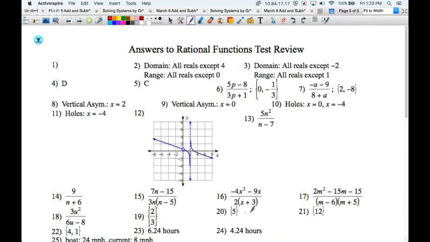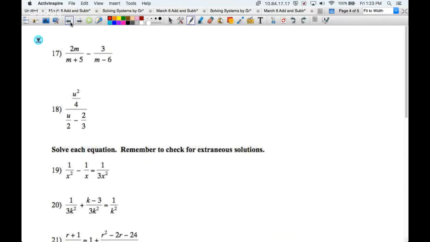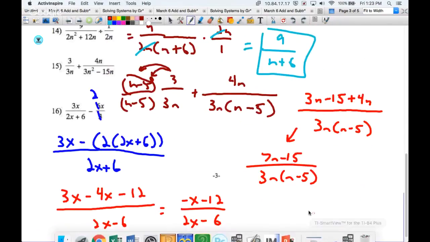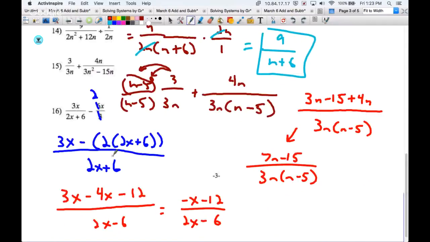Number 16. Number 16 is this. What have I done here? Oh, this was still a 2x here. Oh, and that throws everything off. Oh, okay, let's fix it.